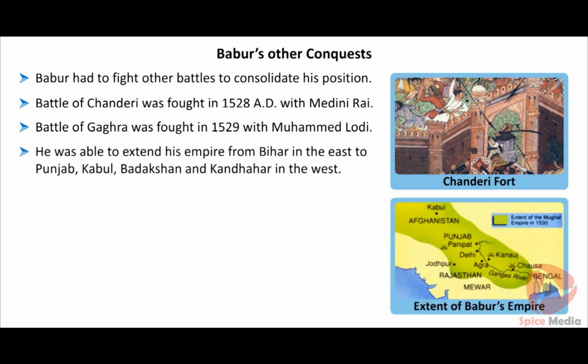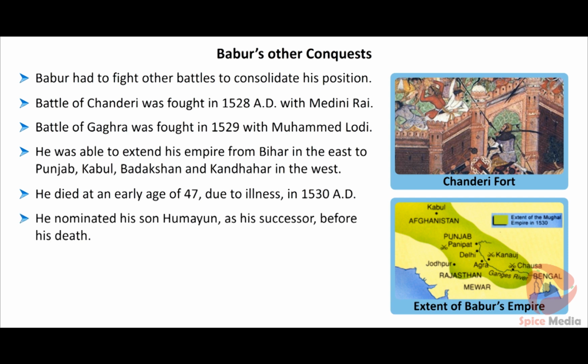He was able to extend his empire from Bihar in the east to Punjab, Kabul, Badakhshan and Kandahar in the west. But Babur was not blessed with long life. He died at an early age of 47 due to illness in 1530. He nominated his son Humayun as his successor before his death.